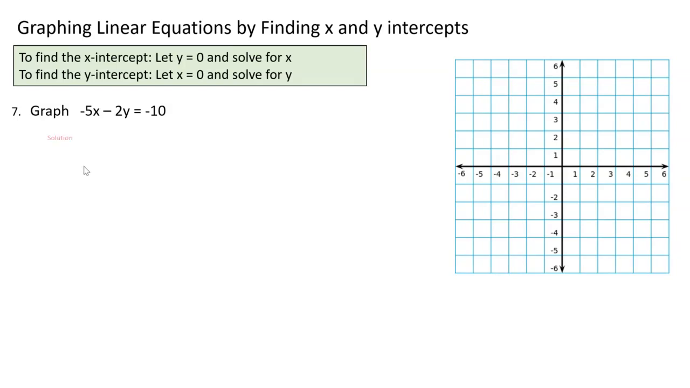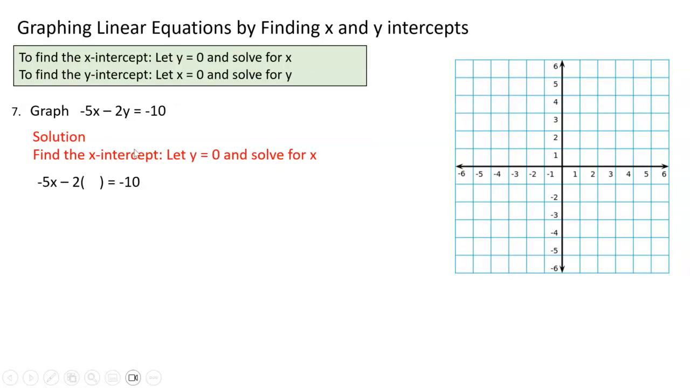So here we're going to first find the x-intercept. So we're going to let y equals 0. That means we plug in 0 for the y. That gives us negative 5x equals negative 10. We divide both sides by negative 5. So the result will be x equals 2. So the x-intercept will be 2, 0. To plot it, it'll be 2, 0 right there on the graph on the right side.